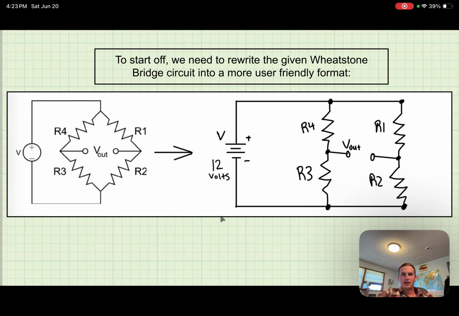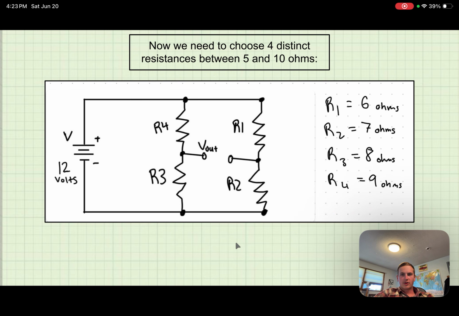Let's get started. So we're given the Wheatstone bridge circuit. We need to rewrite it into a user-friendly format. So this is what we'll be using for the rest of this project over here on the right. And we're going to choose 4 distinct resistances between 5 and 10 ohms. Okay, well, I just chose 6, 7, 8, and 9 because that seemed pretty easy to me. And I wrote them out, 1, 2, 3, 4 is 6, 7, 8, 9. So that's hopefully going to help us stay on track.